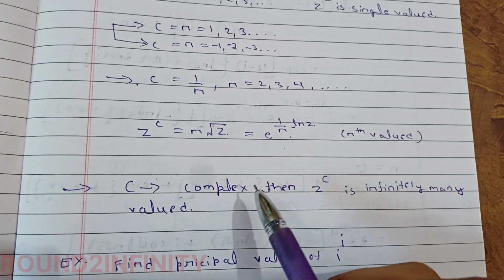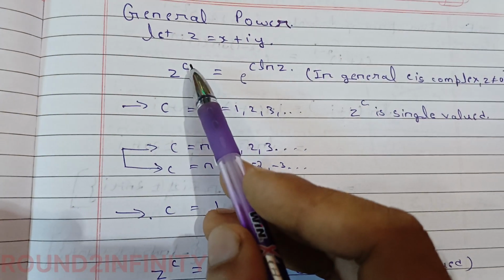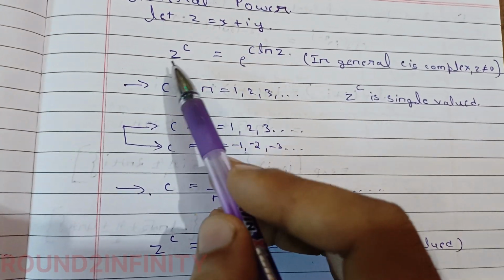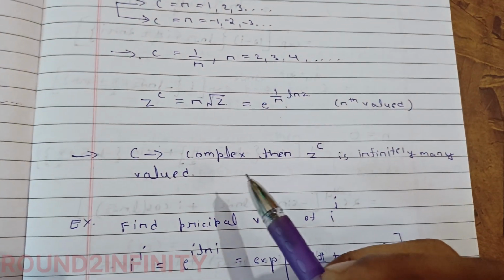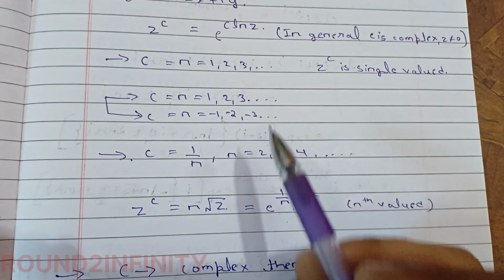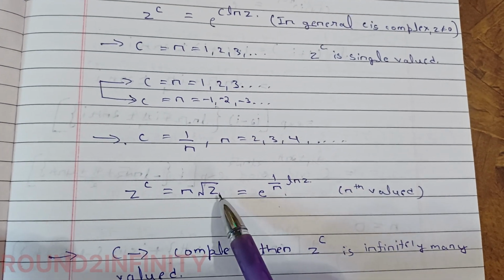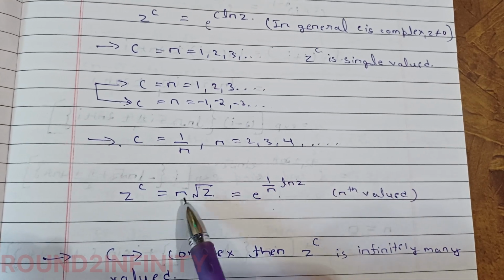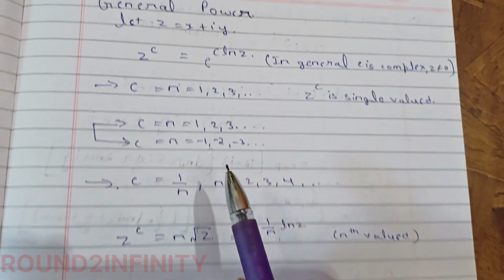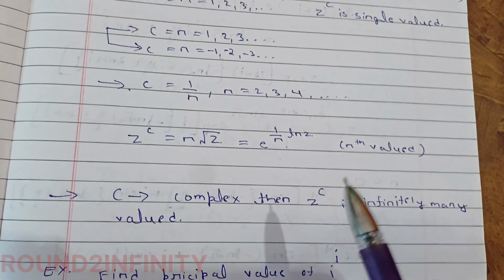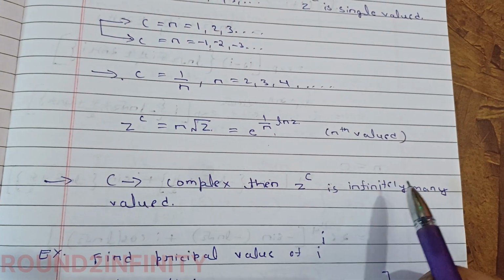Now if c is complex, meaning c has some iota form, then z to the power c has infinitely many values. Because we remember from here, if n is an integer like 1, 2, 3, meaning it is the nth root of z, then we get a fixed number of values depending on what n is. And if it is a whole number, then it will be single valued. But if c is complex, then we will have infinitely many values.